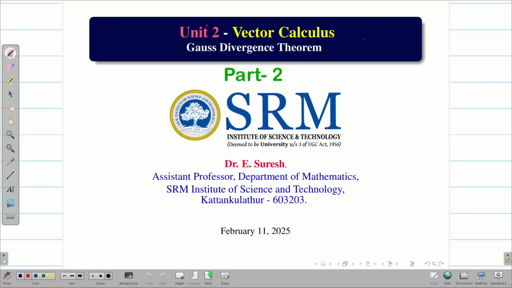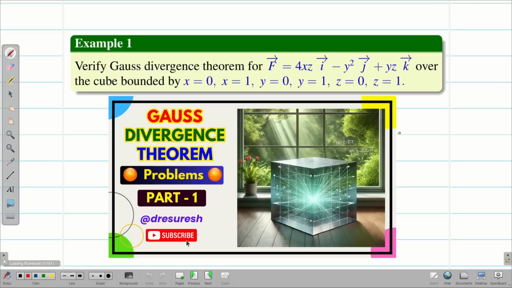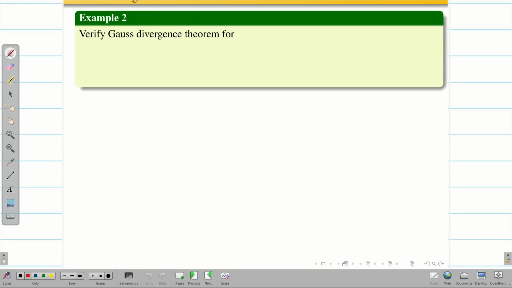Dear students, welcome to the problem solving session on Gauss Divergence Theorem Part 2. In Part 1, we verified Gauss Divergence Theorem for a given f vector bounded by the surface. In this session, we are going to solve a different problem.